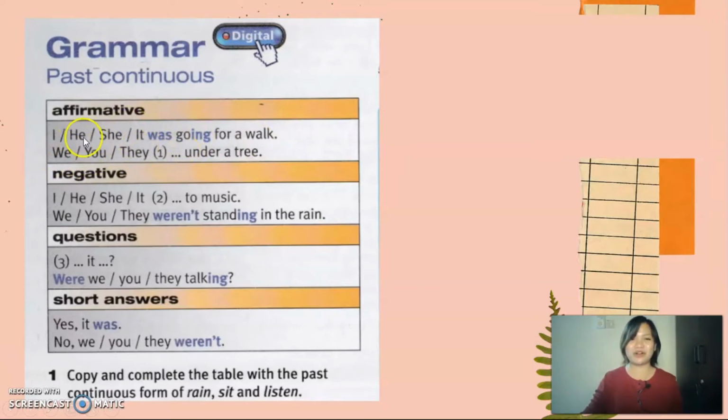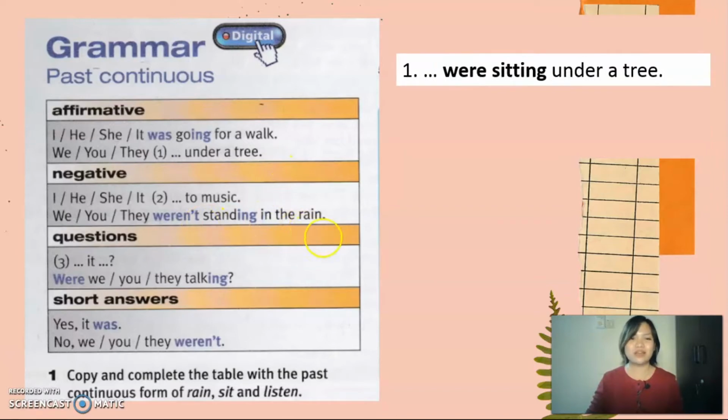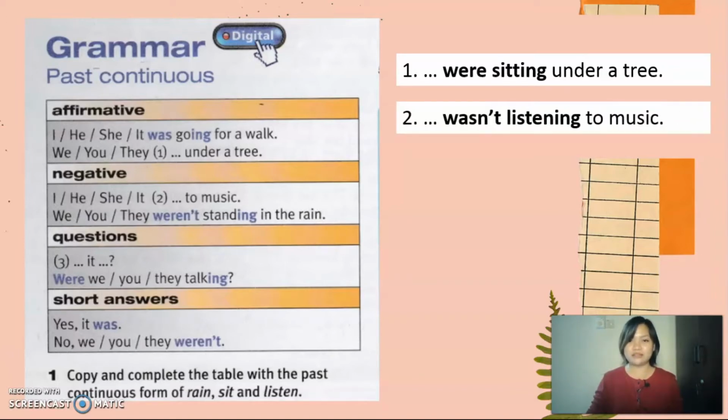So these are what we call plural subjects. Blank under a tree. So what could it be? Is it read or sit or listen that the verb we are going to use? So we are going to use sit, isn't it? So they or we or you were sitting under a tree. Okay? Negative. I, he, she, it, blank to music. So it wasn't listening to music, or she wasn't listening to music, right? And then we, you, they were not standing in the rain.